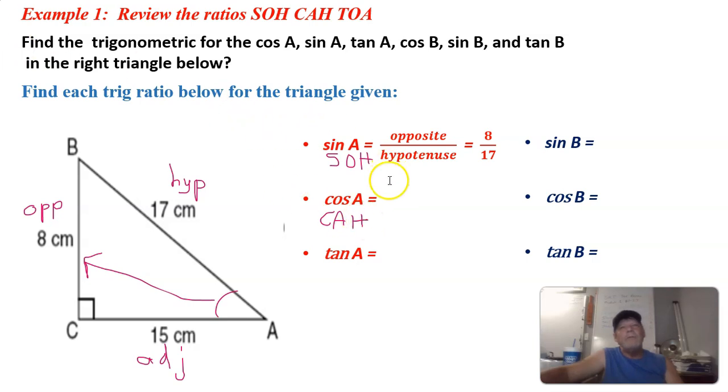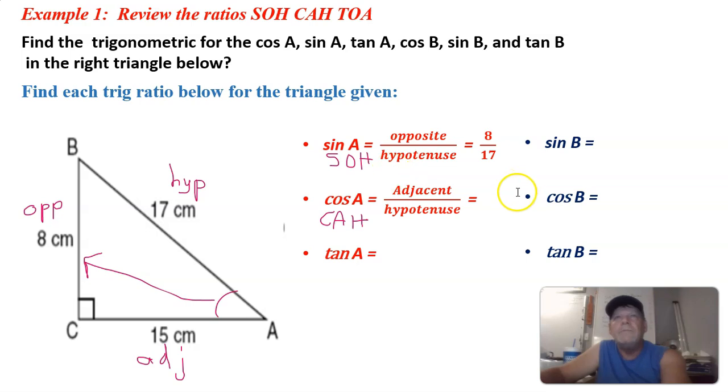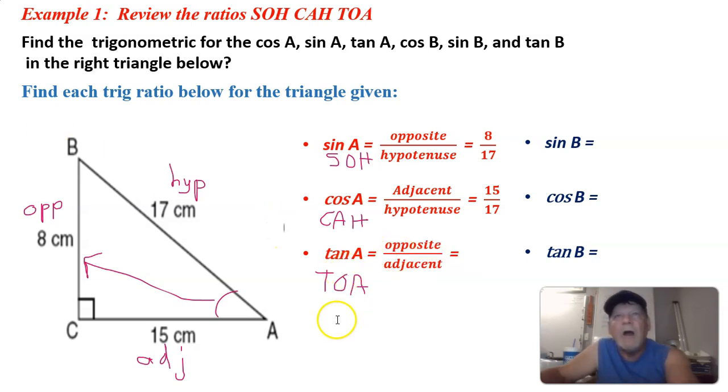And remember the cosine is adjacent over hypotenuse. So 15 over 17. And then the tangent, remember what tangent is? TOA, from SOHCAHTOA. So that is opposite 8 over adjacent, 15, sorry. 8/15.